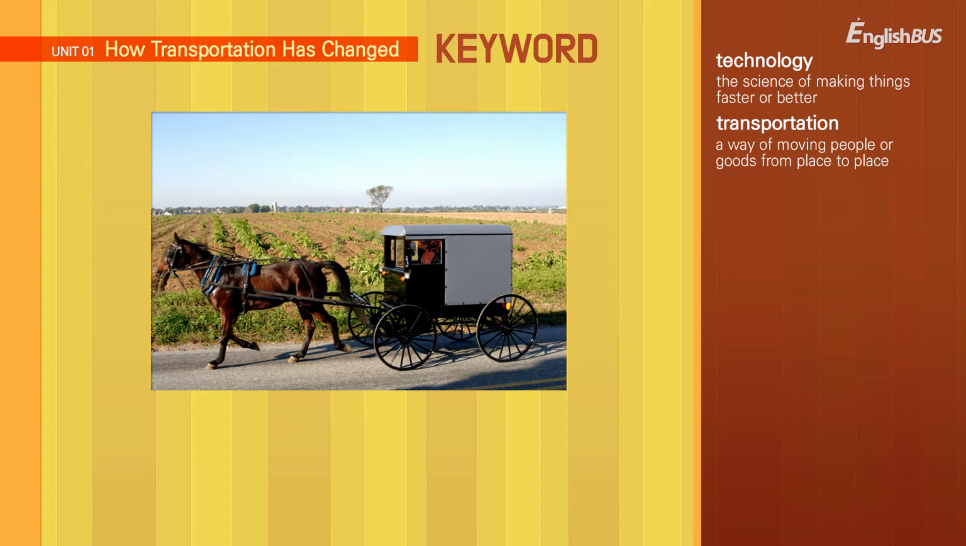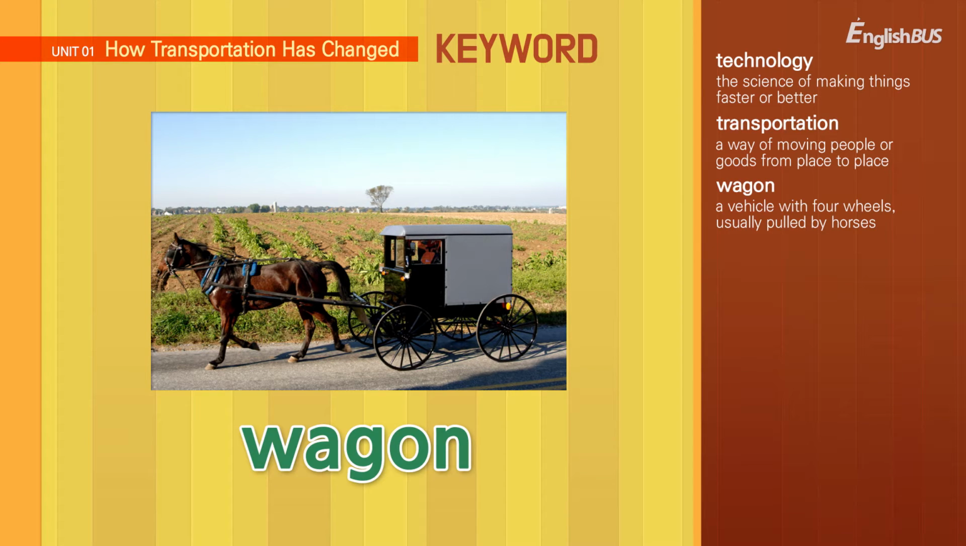This here is one very old type of transportation. It's a very old vehicle. You can see how it has 4 wheels, and look, a horse is pulling this vehicle. We call this a wagon. This is a very old form of transportation.